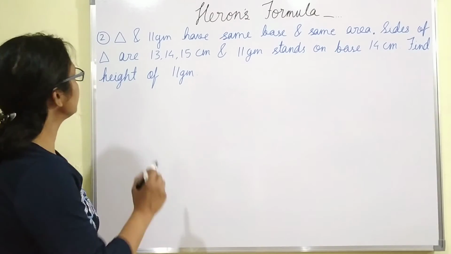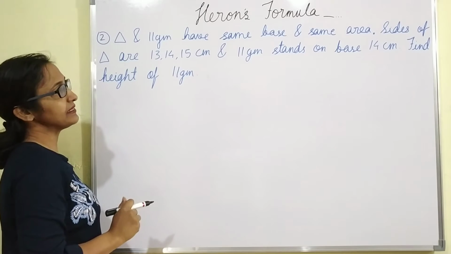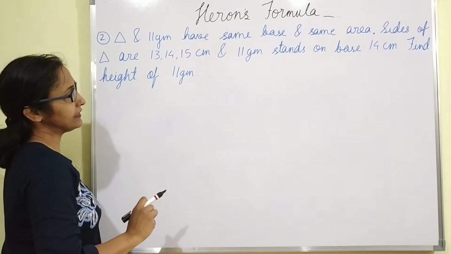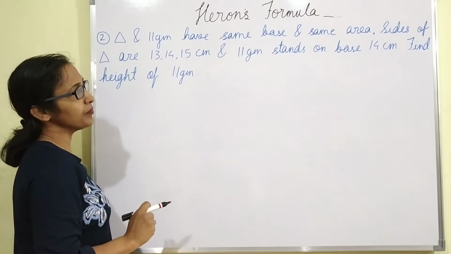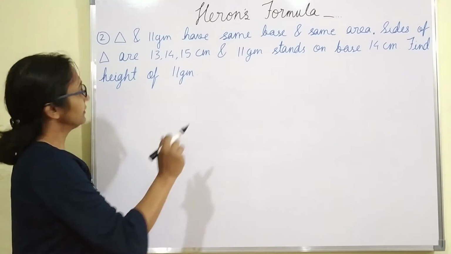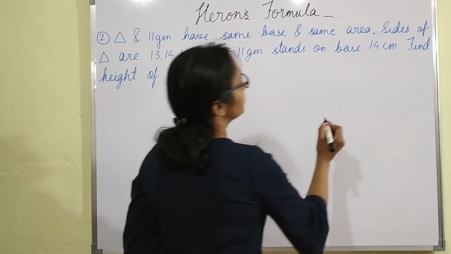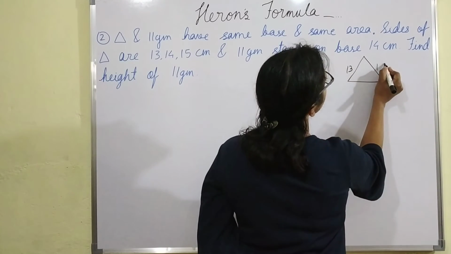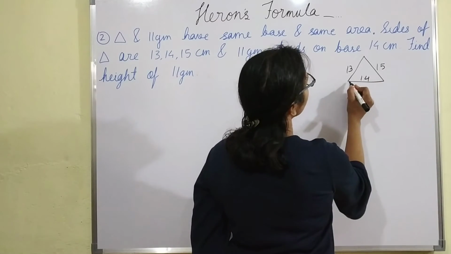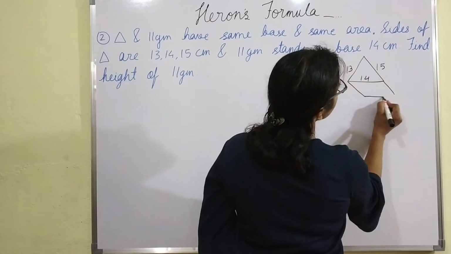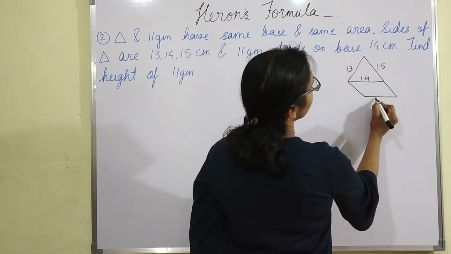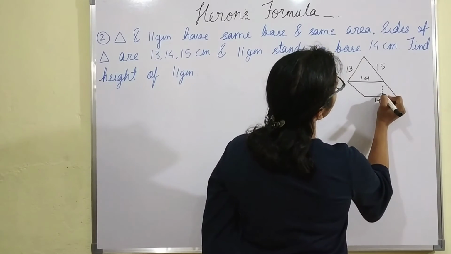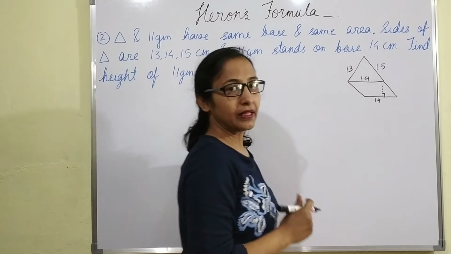Now the next question is, a triangle and a parallelogram have the same base and the same area. Sides of the triangle are 13, 14 and 15 centimeter. The parallelogram stands on base 14 centimeter. Find the height of the parallelogram. So first we will draw the diagram. 13, 14 and 15. And the parallelogram stands on base 14, means it is 14, it is also 14. And we have to find out the height of the parallelogram.